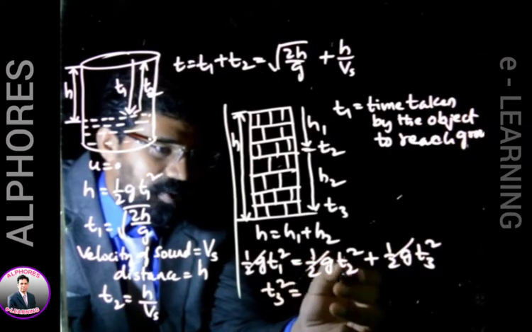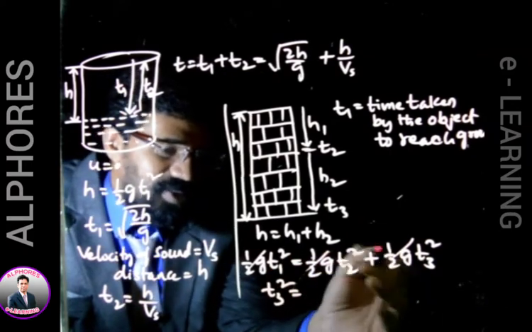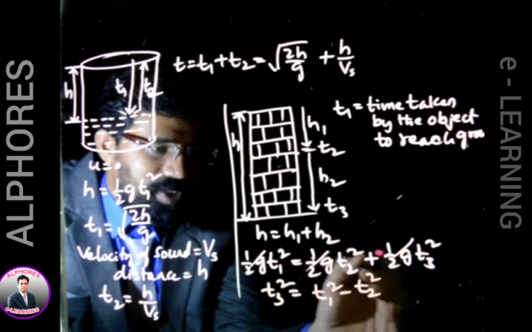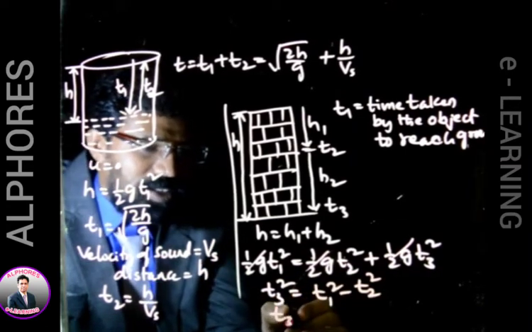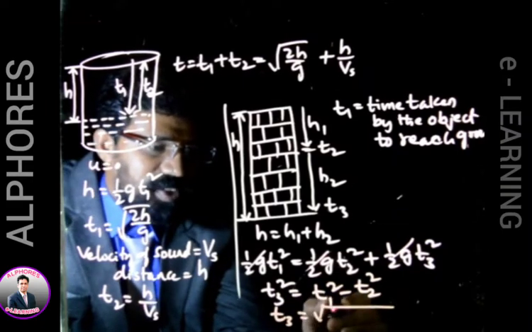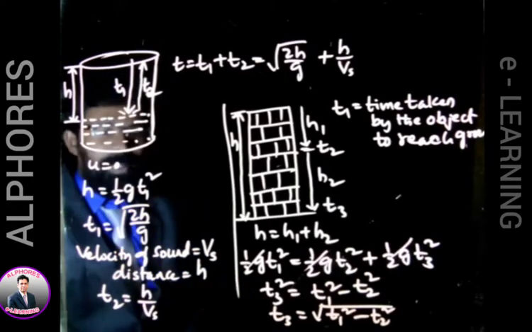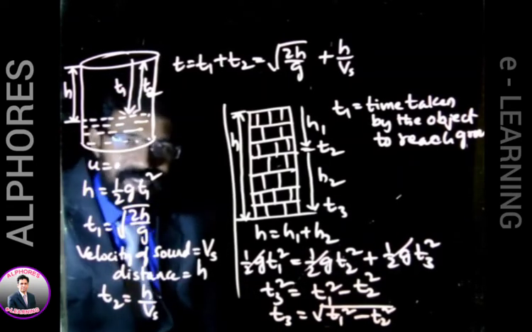T1 square is equal to T2 square plus T3 square. So T3 square is equal to T1 square minus T2 square, or T3 can be written as under root T1 square minus T2 square. So that's how you can think about various possibilities.